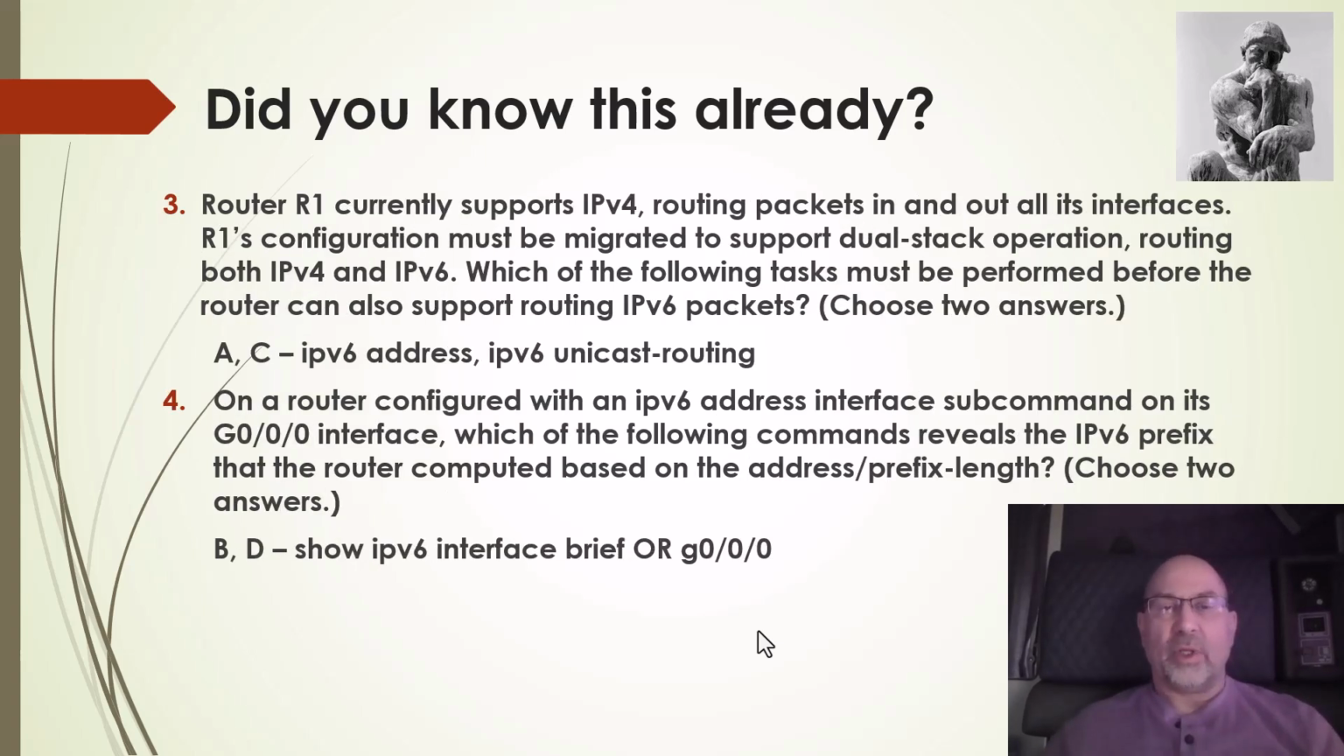Router number 1 currently supports IPv4, routing packets in and out of its interfaces. Router 1's configuration must be migrated to support dual stack for both. Which of the following tasks must be performed before the router can support IPv6? Well, we know the answer to that one. We've got to turn on IPv6 unicast routing and then give the interfaces their IP addresses.